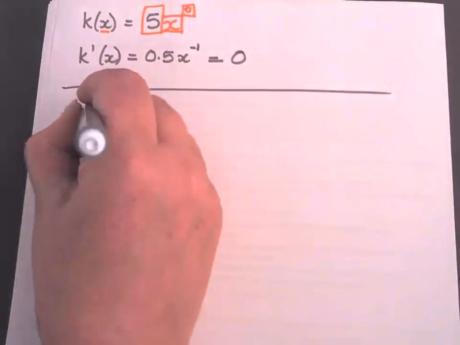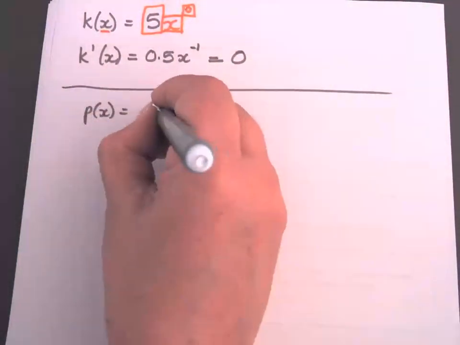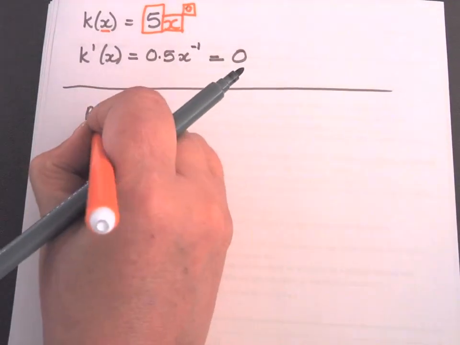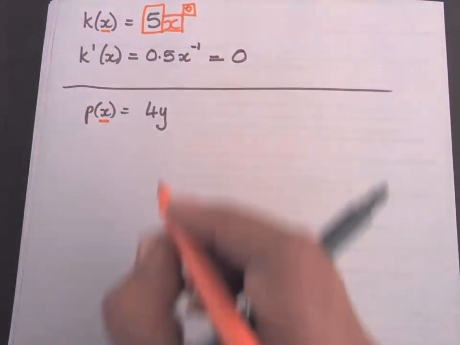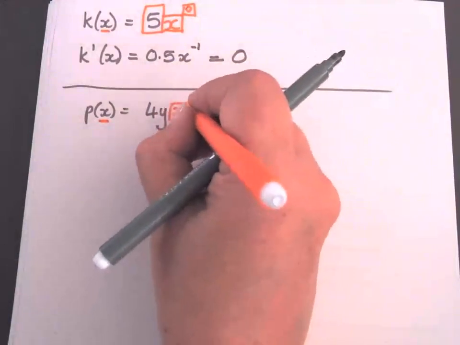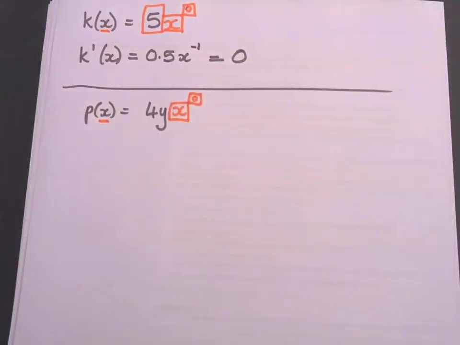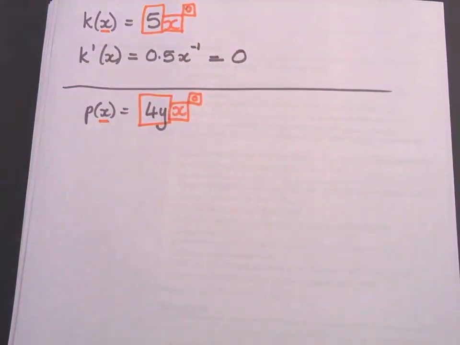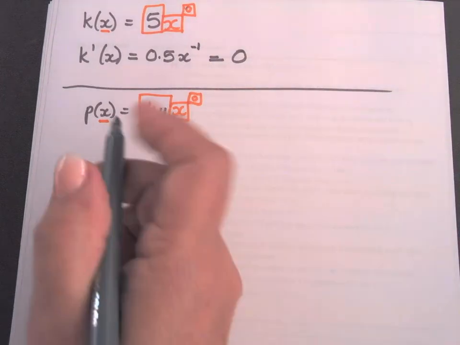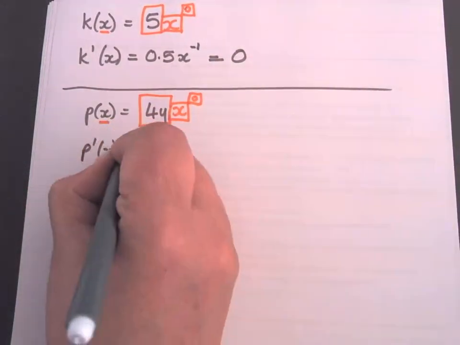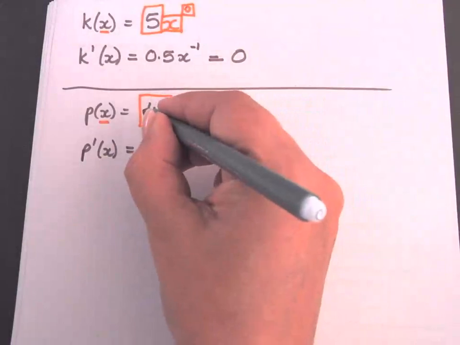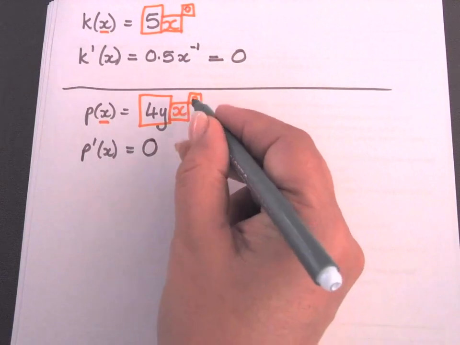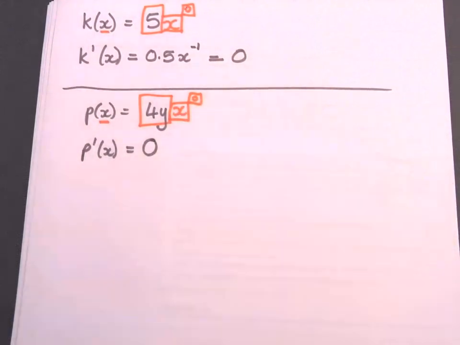The next one, p(x) equals 4y. My function has an x, so I have to put in an x to the power of 0. Then 4y will be my coefficient. There's your question. Now I can get the first derivative: take the 0 to the front, multiply it with 4. 4 times 0 is 0. I don't have to work out the x because 0 times anything is 0.